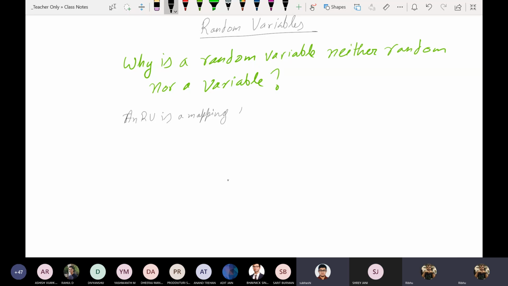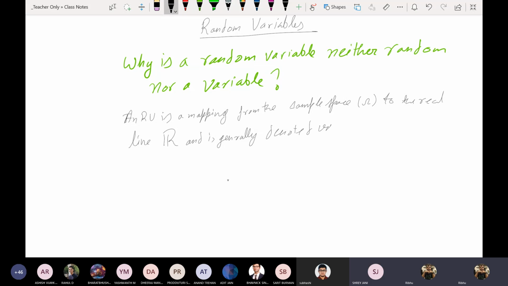I'll come to this. A random variable is a mapping from the sample space omega to the real line and is generally denoted using capital letters from the English or the Roman alphabet.